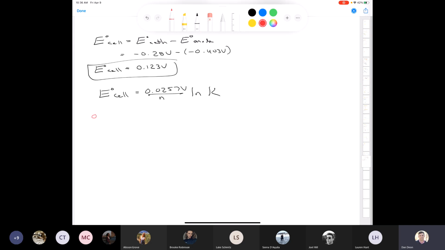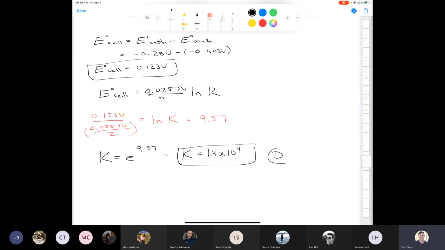Therefore, I get 0.123 volts divided by 0.0257 volts over 2 is equal to the ln of K. I get that the ln of K is equal to 9.57, because the voltages cancel. And then I get that K is equal to e to the power of 9.57, and I get that my K is equal to 1.4 times 10 to the power of 4, which should be D.